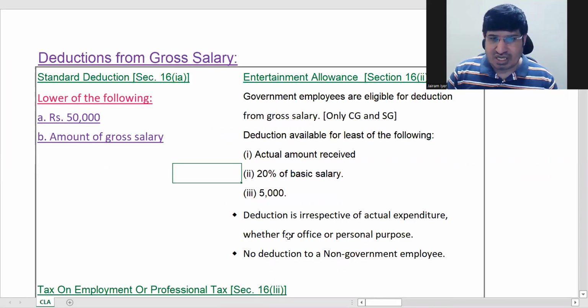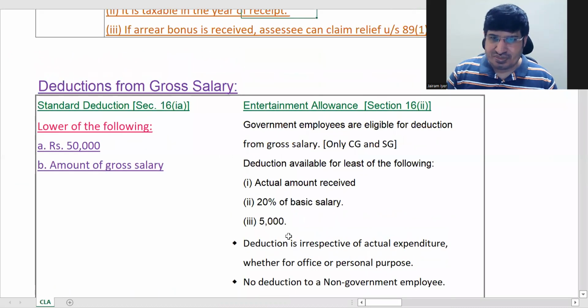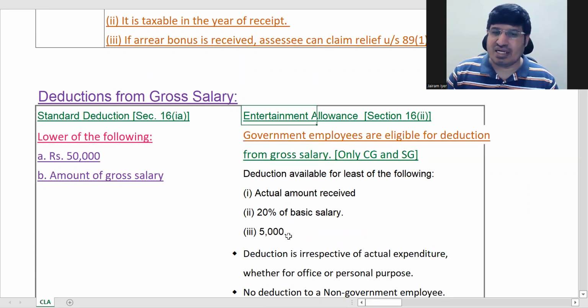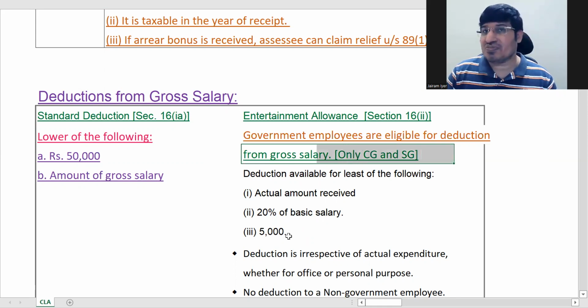So now चलो आगे चलें. Government employees are eligible for deduction from gross salary, okay? Entertainment allowance, you will get a deduction. Who will get? Only government employees. Standard deduction, everyone will get. Entertainment allowance, only government employees. Here government employees means central government and state government, not local authority and statutory corporation employees, okay? So only CG and SG, remember.